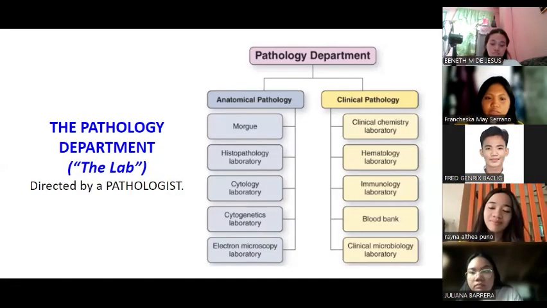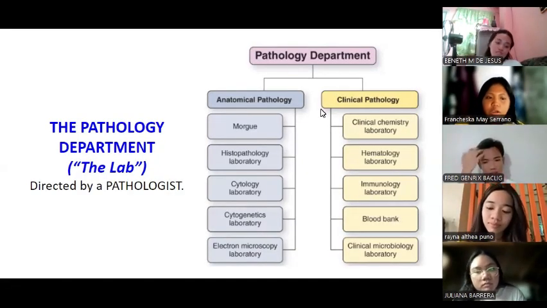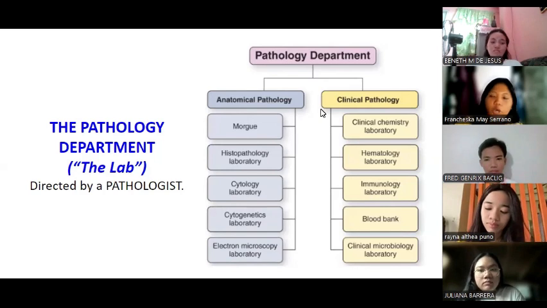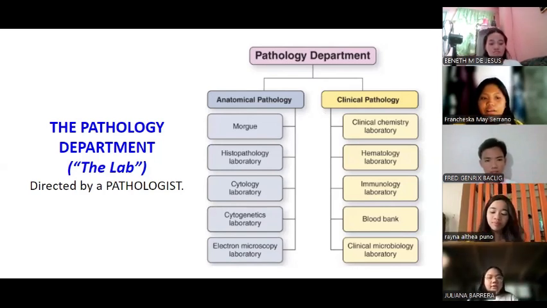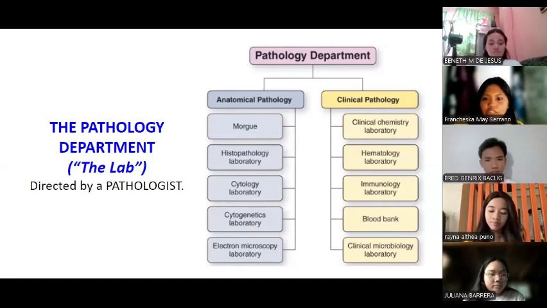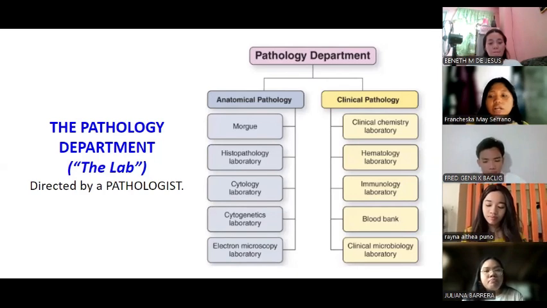Now we will be tackling or discussing the pathology department, also called the lab. It is directed by a pathologist. A pathologist is someone who has special training or specialization regarding the study of structural and functional manifestation of disease, which is the pathology.